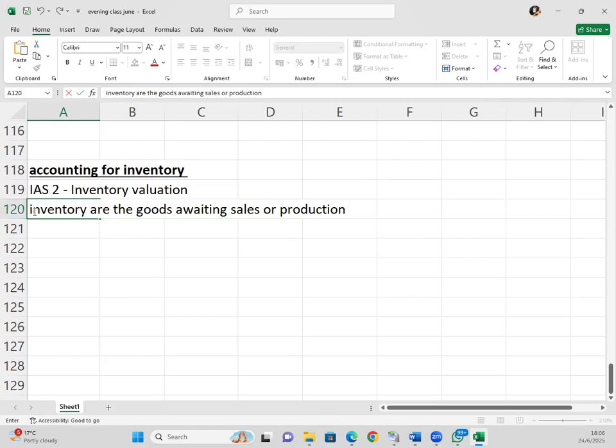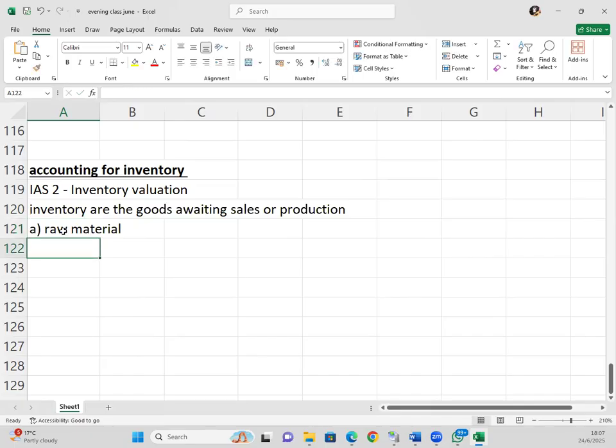We can have inventory of raw materials. These are the goods that are waiting to be used in production. The common inventory we are going to be dealing with is the inventory of goods that are awaiting sales. The common term is stock. Inventory is the same as stock.